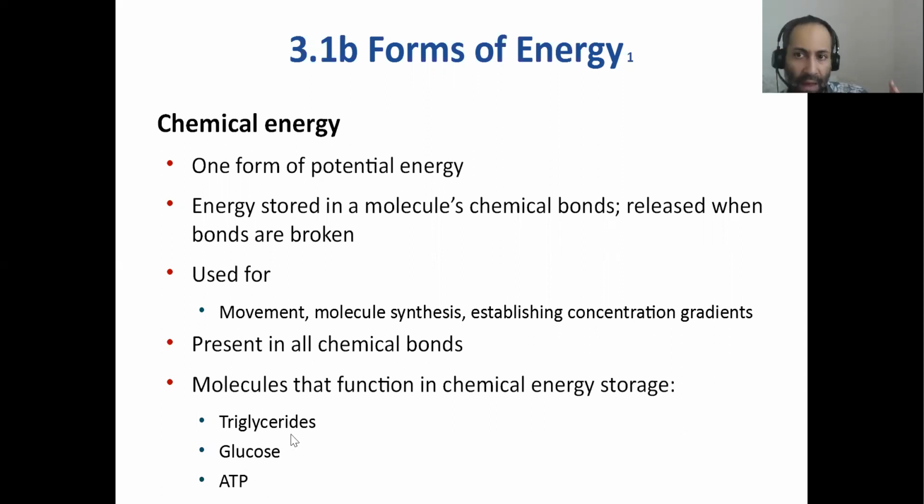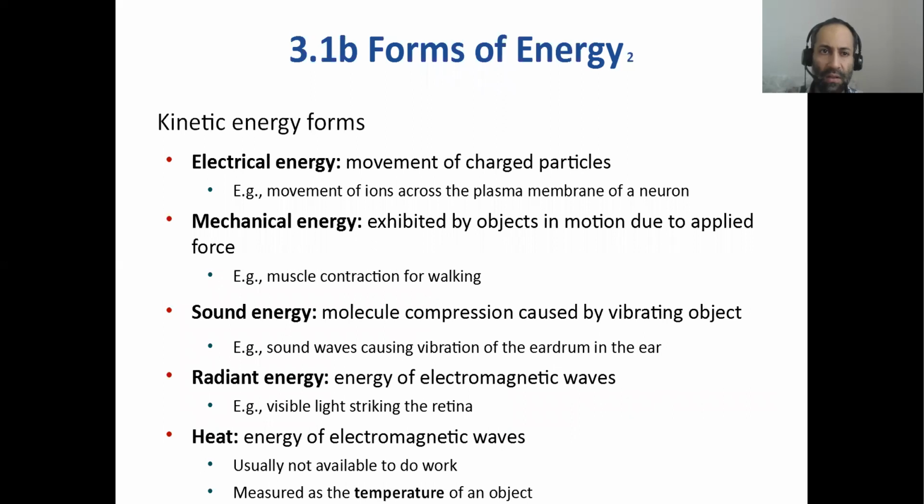And so these are some examples of major energy giving molecules. Triglycerides, if you remember, that is how you store extra calories. Fat, including fat, right? Fat and carbohydrates as well. Glucose, that is your primary source of energy. And then ATP, that is the molecule that holds energy and powers the life processes. So these are different types of kinetic energy forms: electrical, mechanical, sound, radiant, and heat, right? And all of those are at work in your bodies as humans right now.